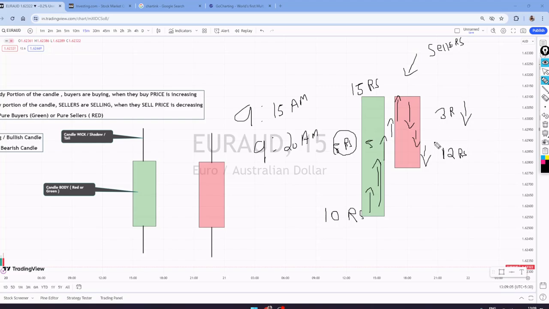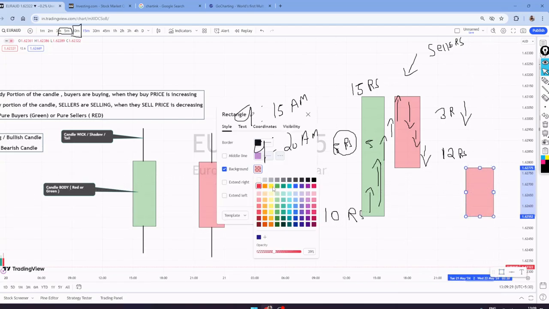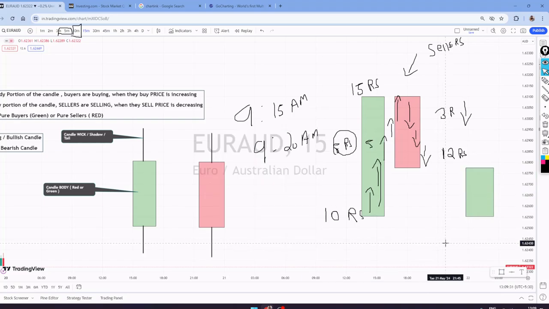Okay, now I'm watching this in a 5 minute chart. Suppose the same chart, if I look at it in 10 minutes, then this chart will look like a green portion like this, and there is a wick portion at the top.